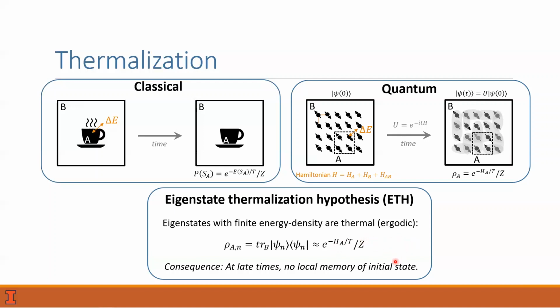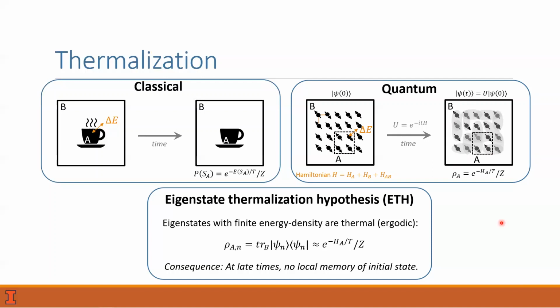A consequence of this is that no matter what initial state you started with, if you time evolve for long enough, there's eventually no local memory of your initial state. Your state will just locally look thermal. What that means is if you just look at subsystem A, you can't recover the initial state you started at at early times. You'd have to look at the whole system, A and B, to recover your initial state. So information locally is lost. This is what happens in quantum thermalization.